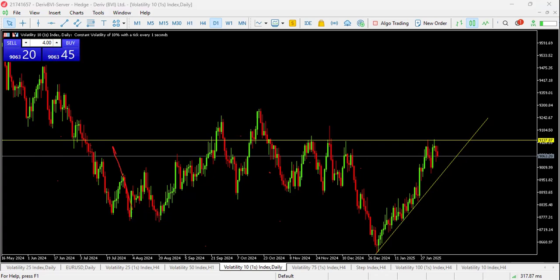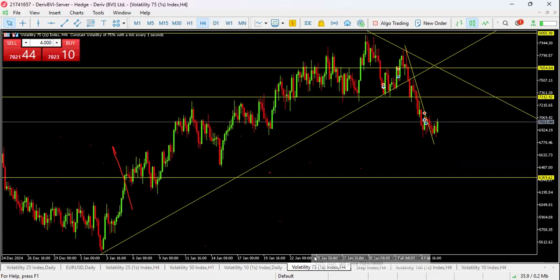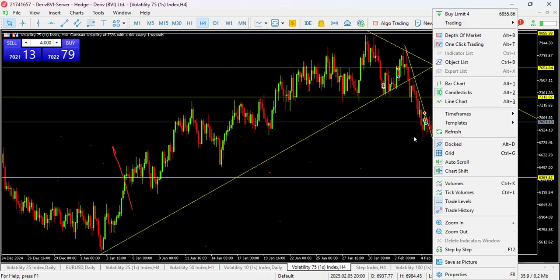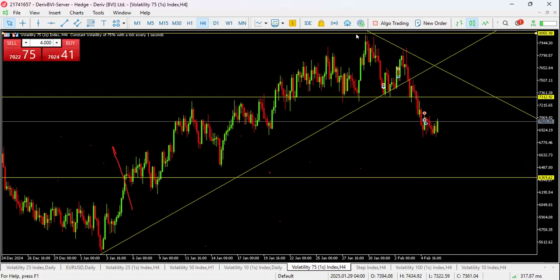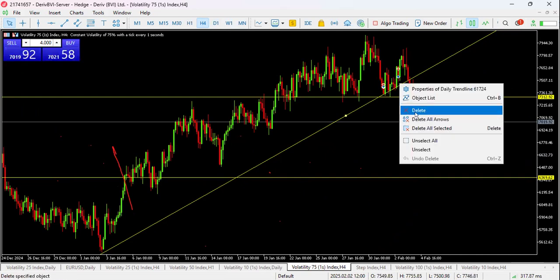So we are going to talk about how to identify fake breakers. So this is V101S. Let me remove all these things and show you how to identify fake breakers in price action. We are not using indicators, we are using completely price action. So you need to understand that price action is the name of the game.